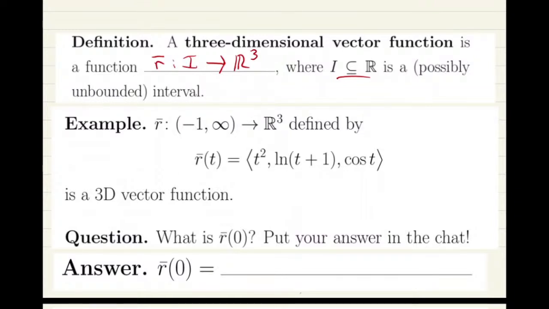Lots of answers. They all agree, 0, 0, 1. Good job, folks. That is correct. R of 0 is a three-dimensional vector, with three components, because R is a 3D vector function. If you plug in 0, this is what you get.